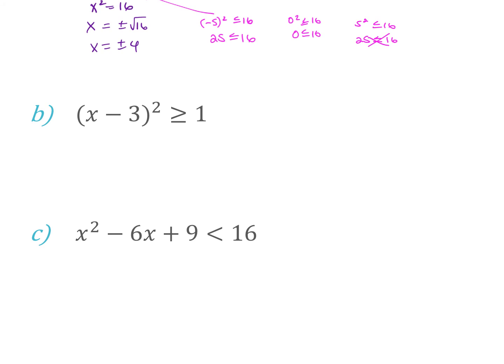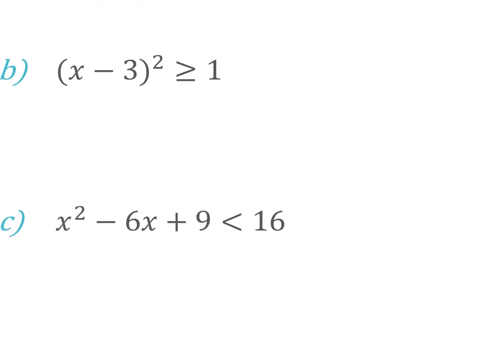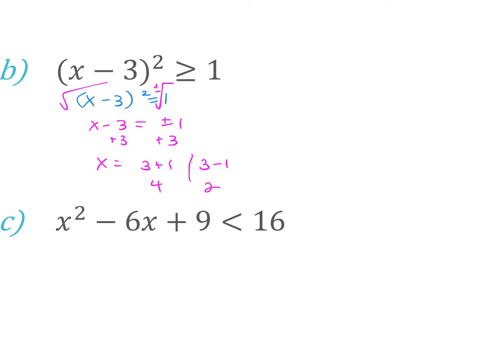So for B, same thing. I'm going to change it first to an equal sign in the middle there. Square root both sides, putting a plus and minus in front of the one on the right. And then add the 3. And I get x equals +3 plus 1 and 3 minus 1. So 4 and 2.